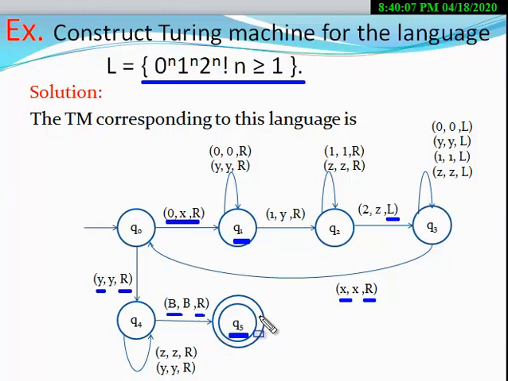So the machine will arrive at this state if the number of 0s, 1s and 2s are equal, and these are also in this order. If you are given any string which is not in this order, even though the number of 0s, 1s and 2s are equal, that string will also not be accepted by this Turing machine, right? So this is the complete Turing machine corresponding to this language.